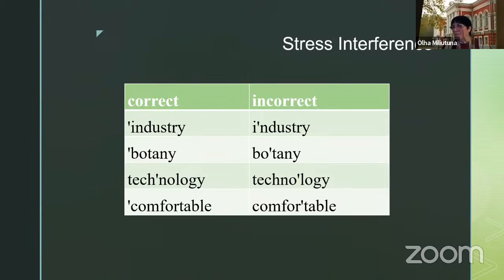For example, they may say industry with the wrong stress instead of industry, botany instead of botany, technology instead of technology, comfortable instead of comfortable, due to the stress patterns in their own language.